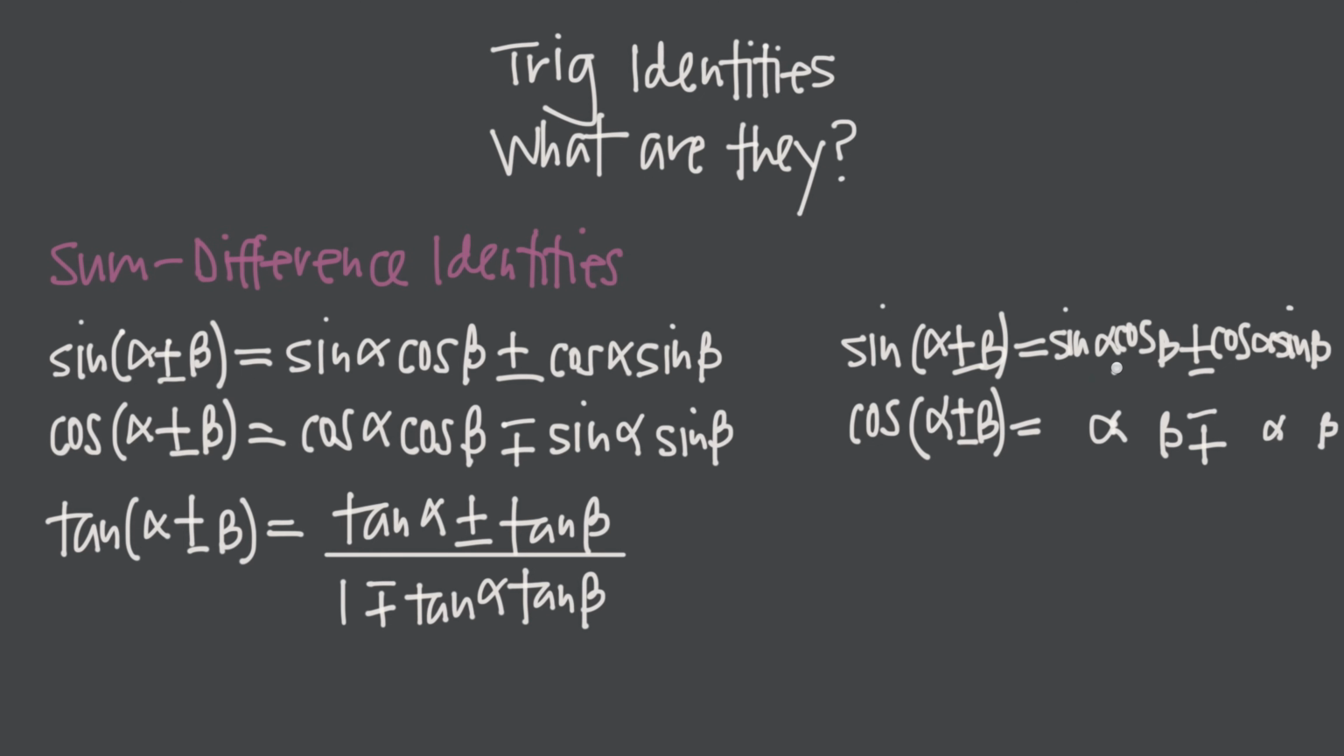And then I know that cosine is kind of the opposite way. Here, my sine and cosine are mixed. I have sine, cosine, and I have cosine, sine.